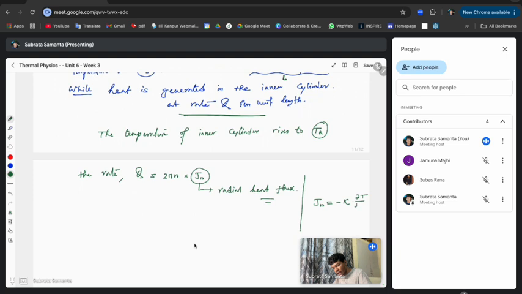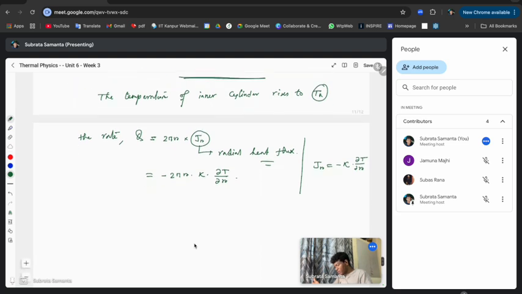Now with the thermal conductivity, J_r is minus kappa, the thermal conductivity, times dT over dr, the temperature gradient with r. The left hand side is the radial heat flux, related to the thermal conductivity kappa. So just plug it in: Q is minus 2 pi r times kappa times dT over dr.